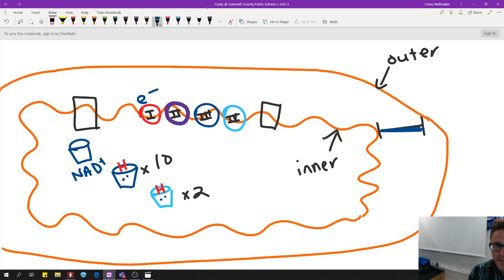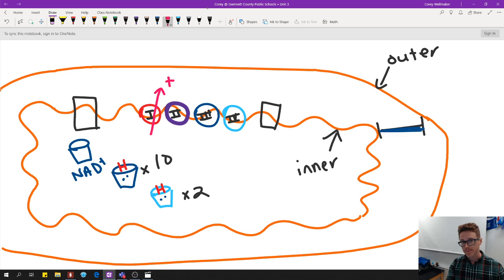Now, the electron is moved from complex 1 to 2 to 3 to 4. It's transferred from one complex to the next. And as it's transferred from one complex to the next, it's going to lose a little bit of energy, a little pop of energy, anytime it moves from one complex to the next. This is important because what these protein complexes do as they transfer the electron is they take that energy and they actually use it to pump hydrogen ions against the concentration gradient.